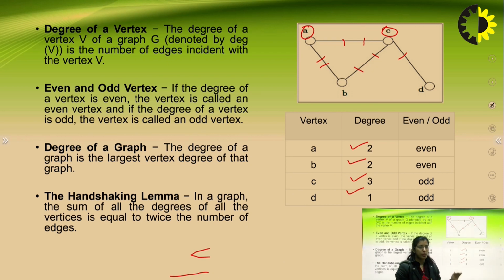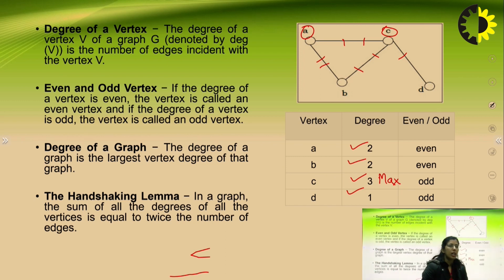Now there is a concept of the degree of the whole graph, which is the largest vertex degree of that particular graph. So here we can see what is the largest degree. Vertex C has the largest or maximum degree if we compare with all the other vertices. So the degree of this particular graph is 3.